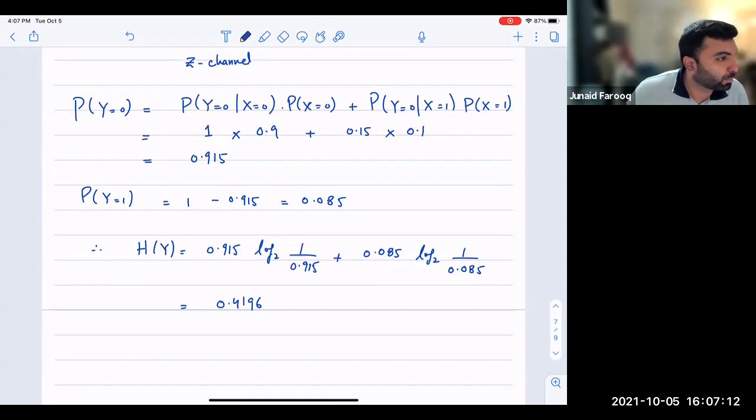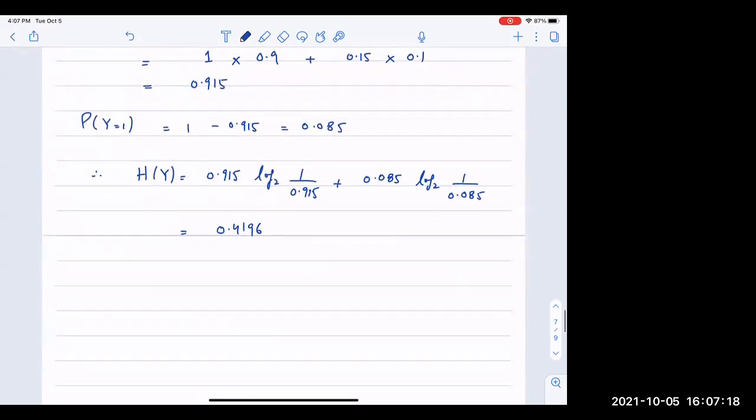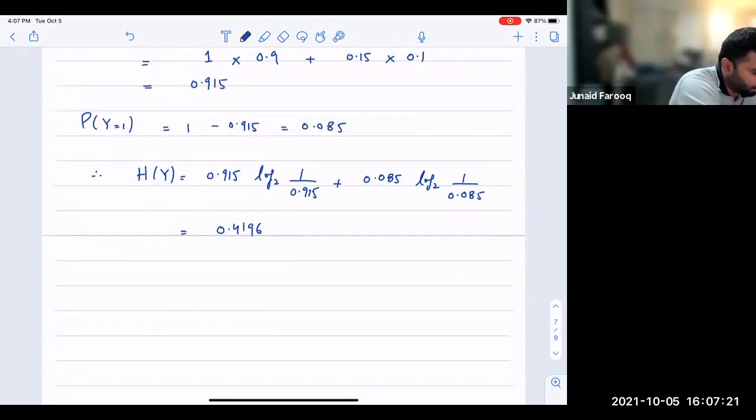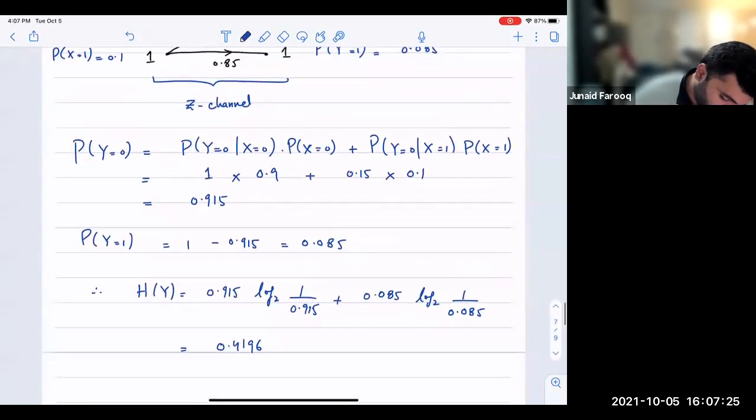I'm hoping you did it correctly. So let's see, is this correct? Okay, perfect. So the next part is finding the conditional entropy.